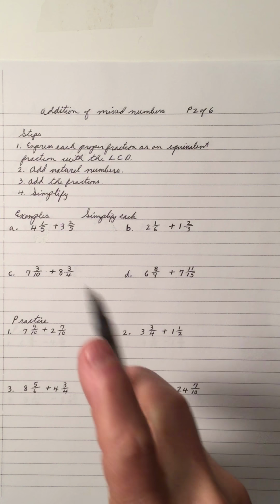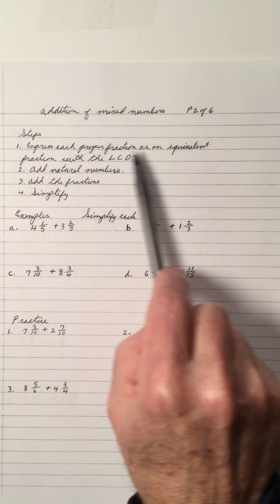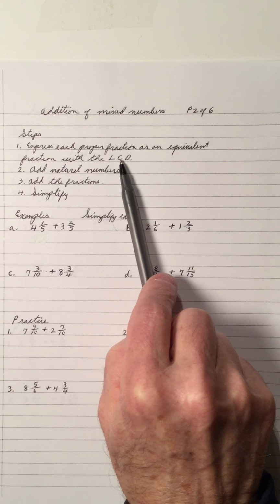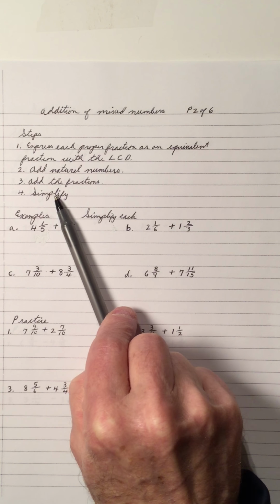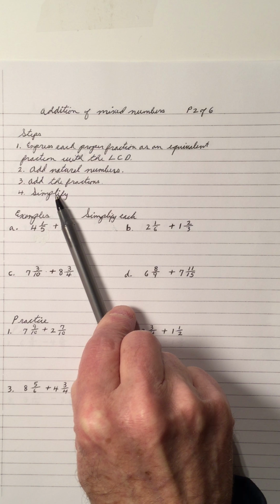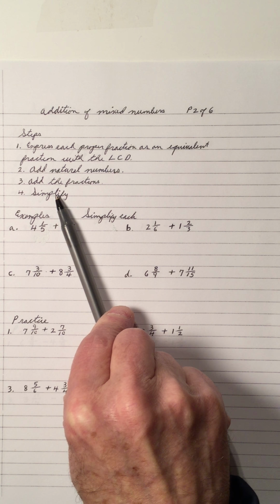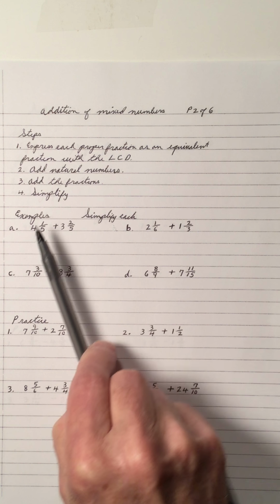Adding mixed numbers. I'm going to follow these steps. Number 1, express each proper fraction as the equivalent fraction with the LCD. Add the natural numbers, add the fractions, and simplify. We always simplify fractions at the end, so 2 over 4 becomes 1 over 2, etc.